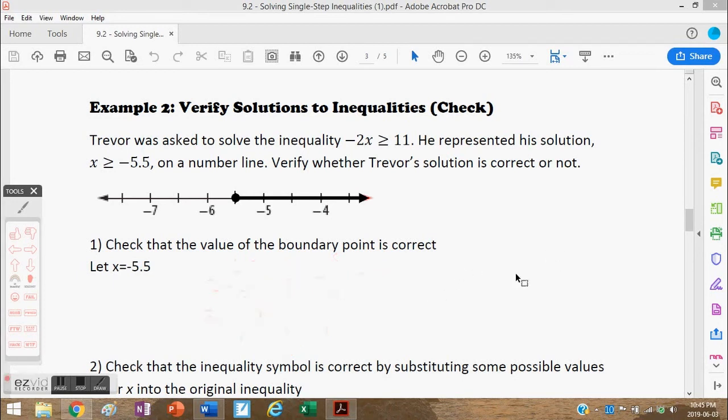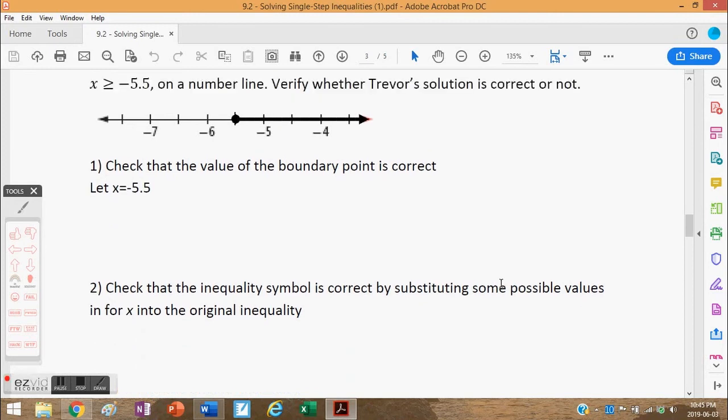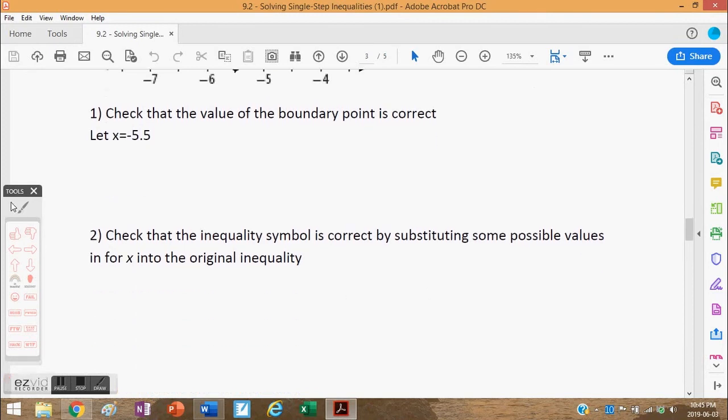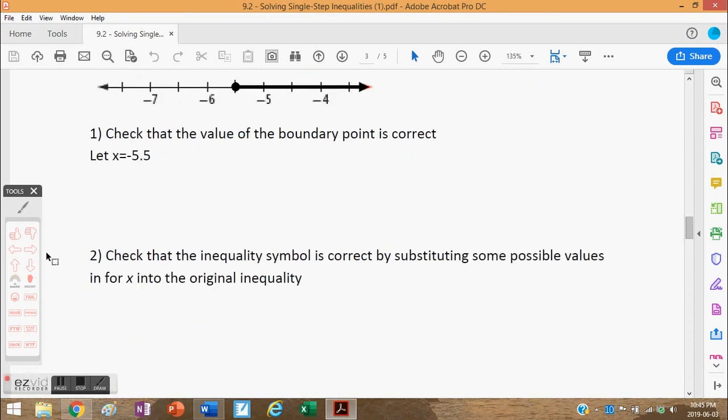Move on. We want to check that the inequality symbol is correct by substituting some possible values for x into the original inequality. So the original inequality, write it down here, negative 2x is, oh, sorry. Let's go. Negative 2x is greater than, I was going to write that backwards. Good thing I checked. Negative 2x is greater than or equal to 11. So we solved it and we said x is bigger than negative 5.5.